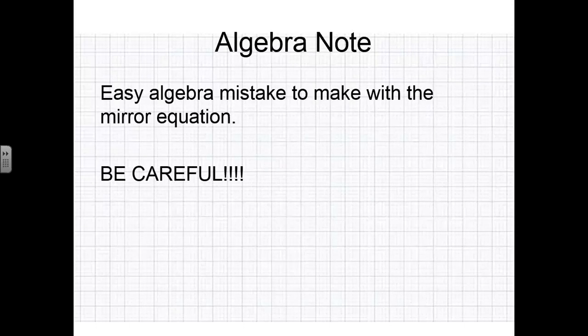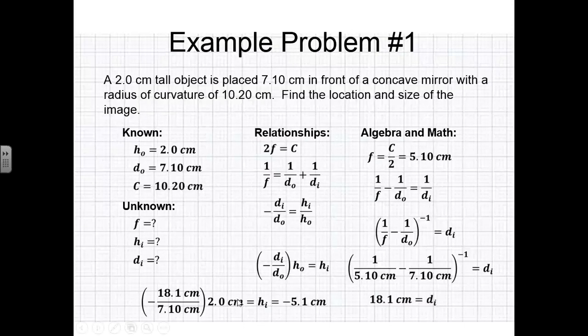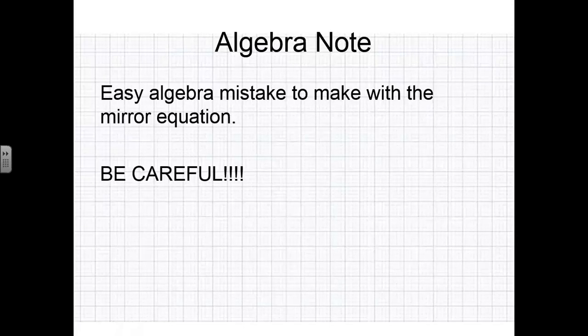Now there's one thing to point out, one algebra note, and you might have wondered here with the mirror equation, when I did this invert thing, why did I invert that way? Why did I do it that way? There's an easy algebra mistake to make in the mirror equation, so you have to be very careful when working with that equation. The thing to remember is that 1 over f equals 1 over d_o plus 1 over d_i does not mean that f equals d_o plus d_i.